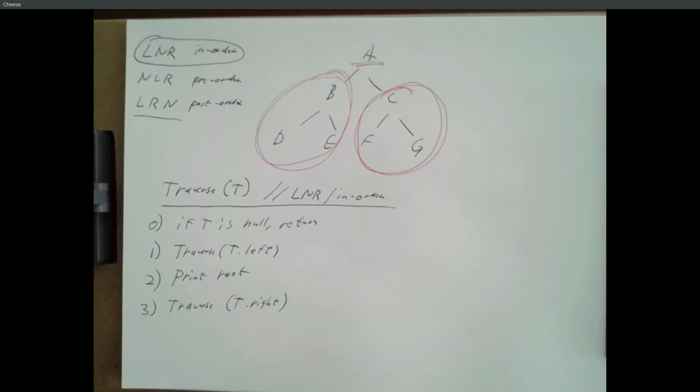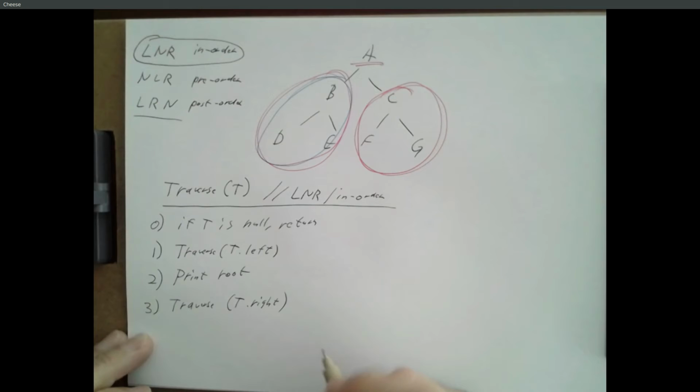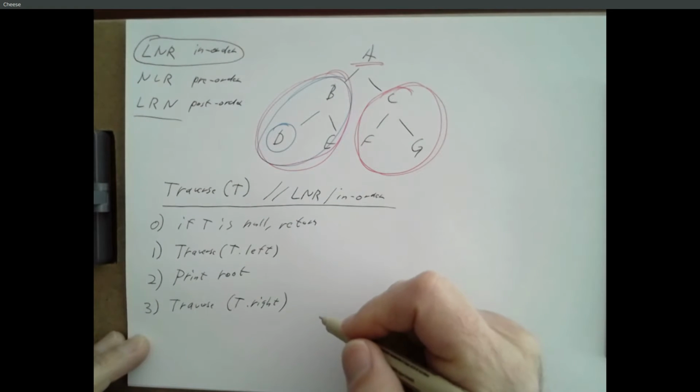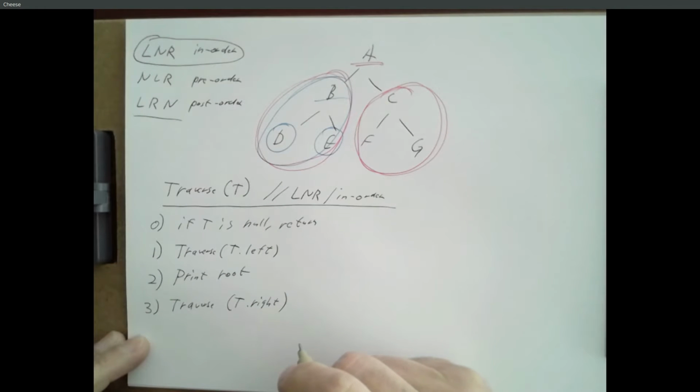So your friend who you handed this tree to, what do they do? Same thing. They take this subtree, hand it to a friend, say, traverse this, please. They print out a B, and then they take this, hand it to a friend, and say, traverse this, please.